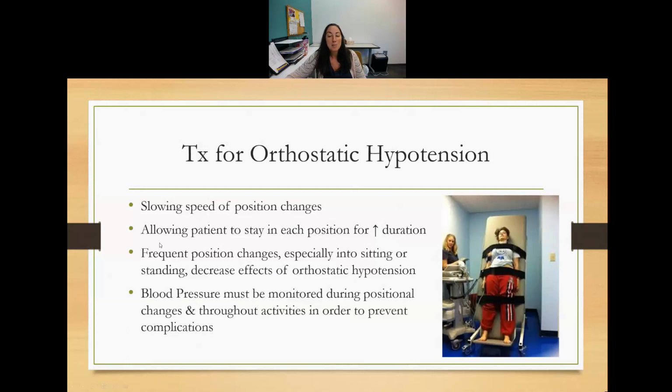Throughout their stay, if you can have them change positions frequently, go from supine to sitting in various positions while they're in bed, like as part of their home exercise program, that can help them get more used to an upright position and tolerate it better. And then always monitor their blood pressure while you're changing positions to prevent complications and to pay close attention to avoid them passing out and to get them in the right position to protect them for their safety.